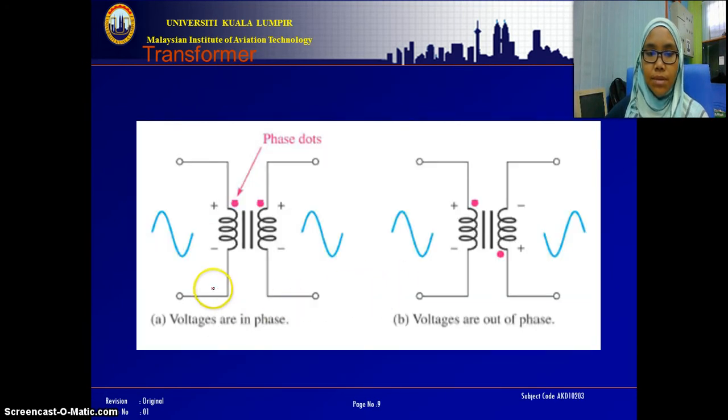So again, this is a schematic diagram of the transformer with the phase dots indicating the voltages are in phase, and the second figure shows you the phase dots position indicates the secondary voltage is out of phase with respect to the primary voltage.